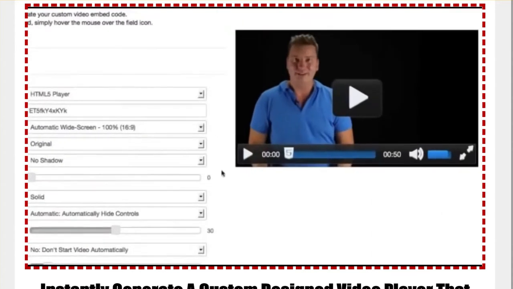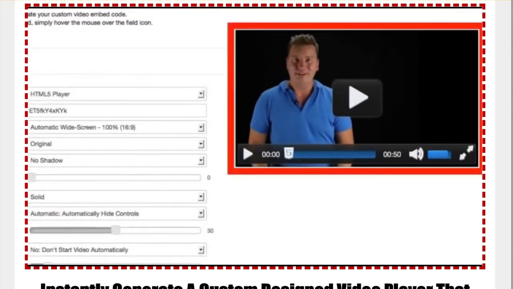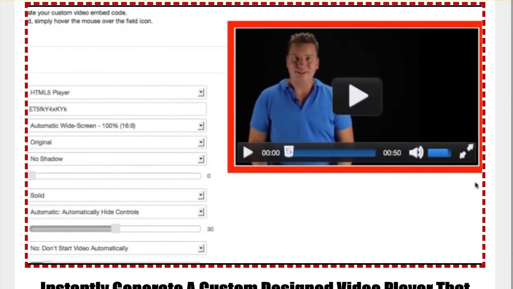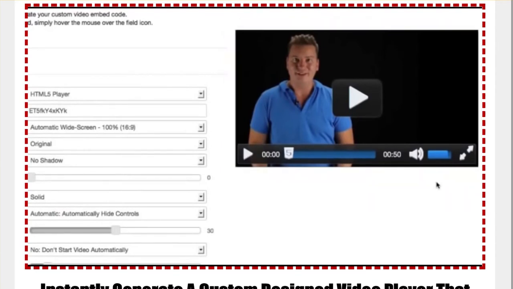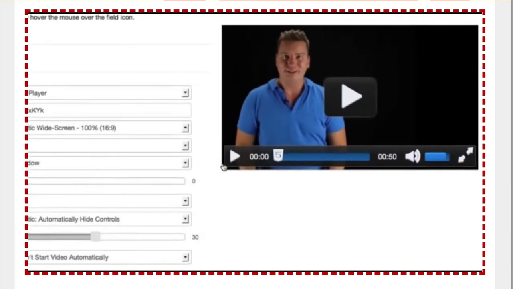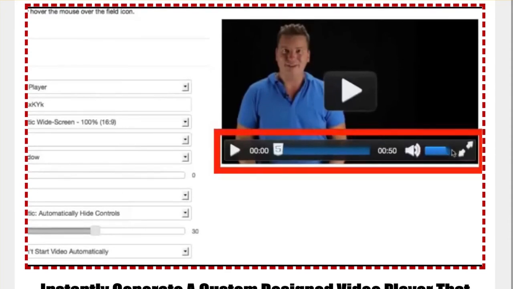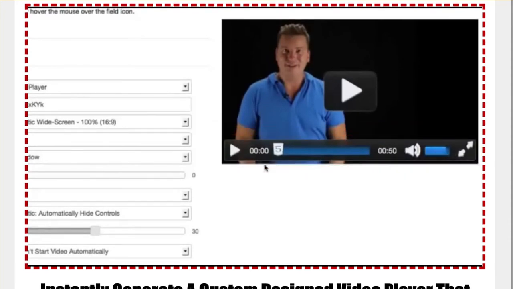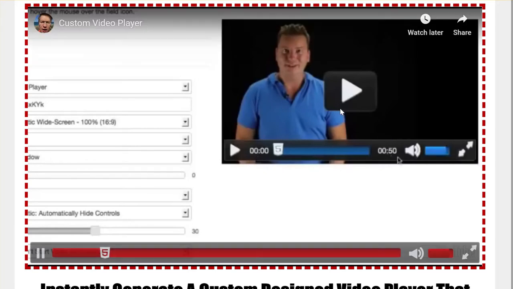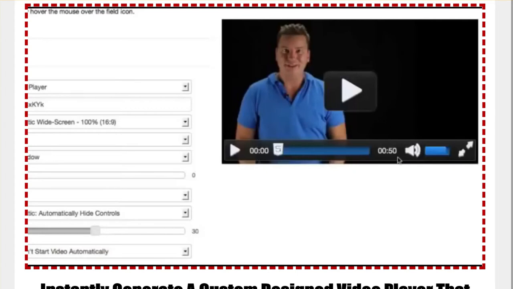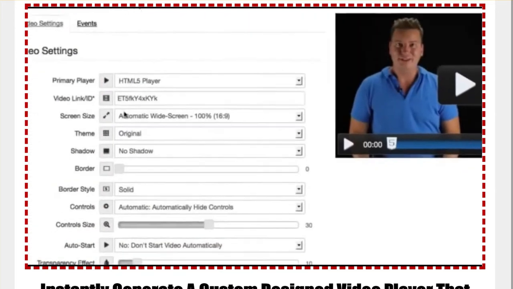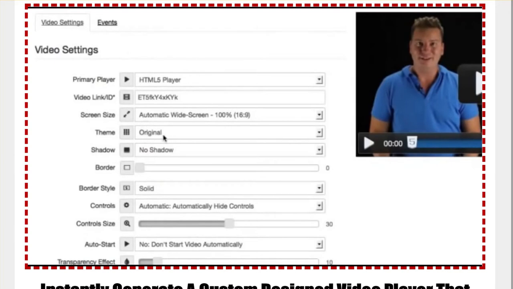On the right hand side here, we can see a live or real-time preview of what our video is going to look like. Now we can see the video controls here. We can control the look and feel of these controls, and we can also remove different elements from here which can dramatically change the look and feel of your video player. Now back over here, let's go to themes.